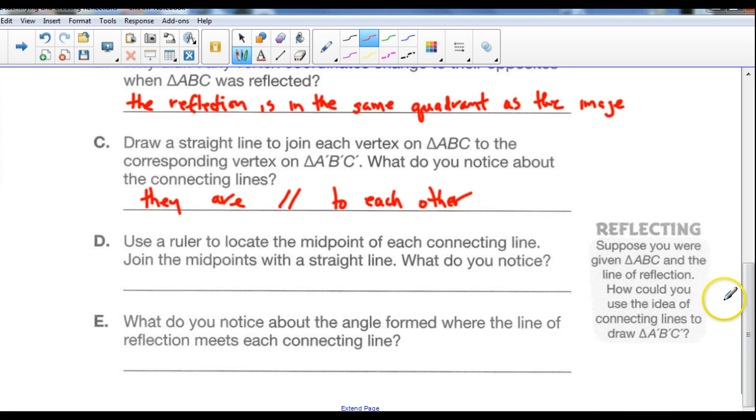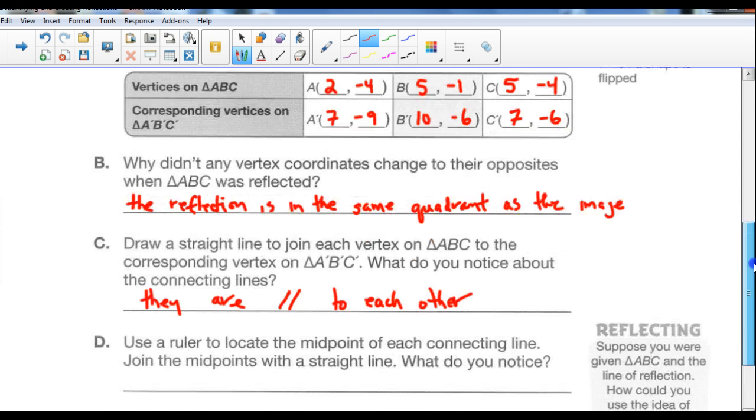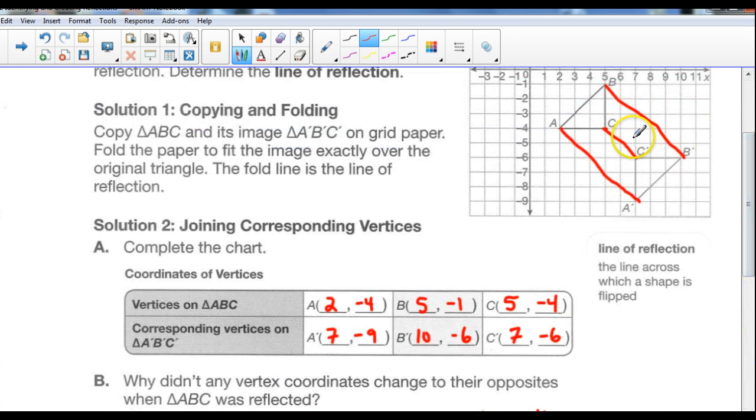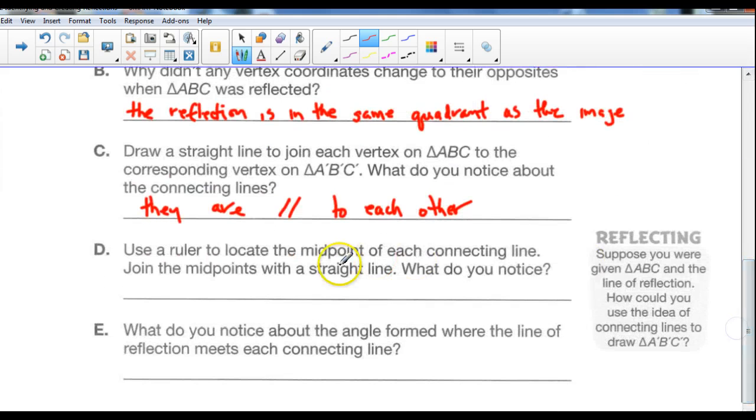Use a ruler to locate the midpoint of each connecting line. Join the midpoints with a straight line. What do you notice? So let's get a ruler. Join the midpoint. One midpoint's there. I'd say one midpoint is probably right there. And the other midpoint is probably right there. And then we can connect them with a ruler here. What do you notice about all three of those points? Well, they line up together.